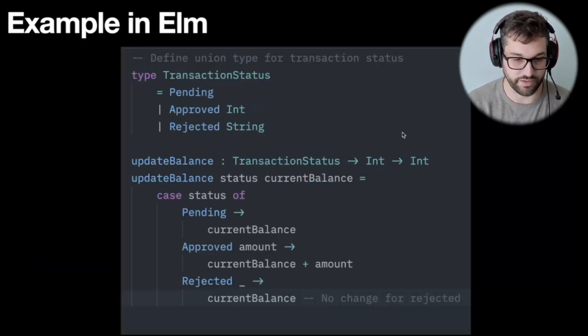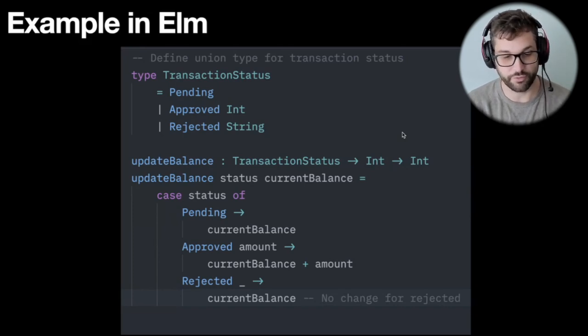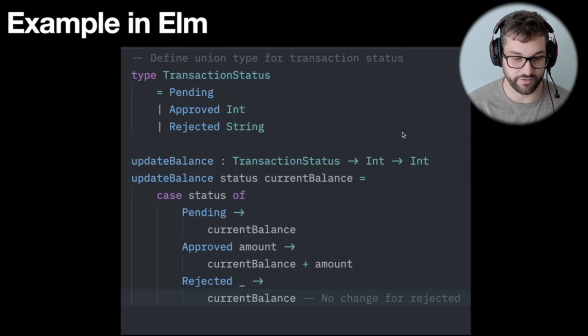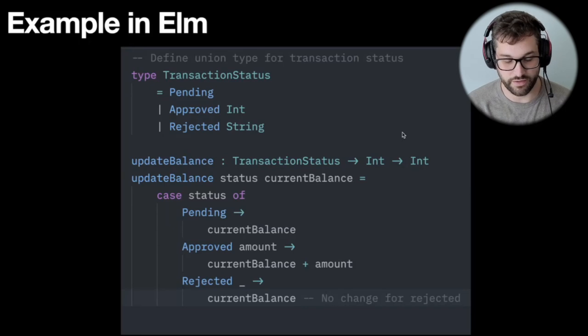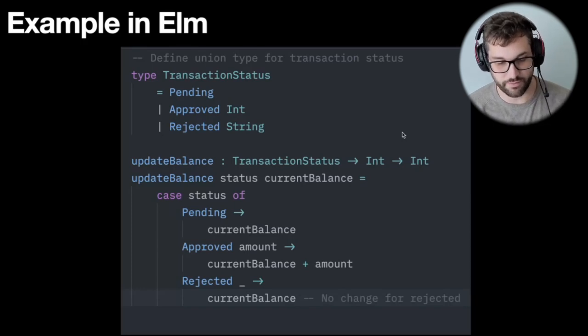So here we have the type transaction status. It's got pending, approved, and rejected, just like the previous example. And we've got our update balance function. In the case of Elm, we cannot not code for the rejected case. In this language, each scenario must be coded for the application to compile.